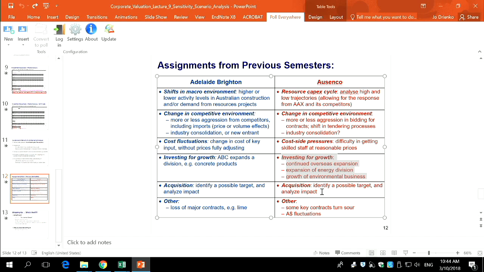So I was looking for the top 2, top 3. If the students were doing that, that was fine. The other ones were kind of unlikely. But there is no such assignment in this course anymore, so you don't have to do any scenario or sensitivity.